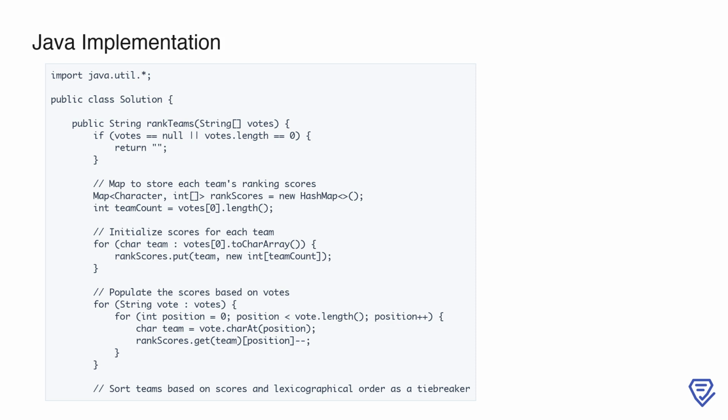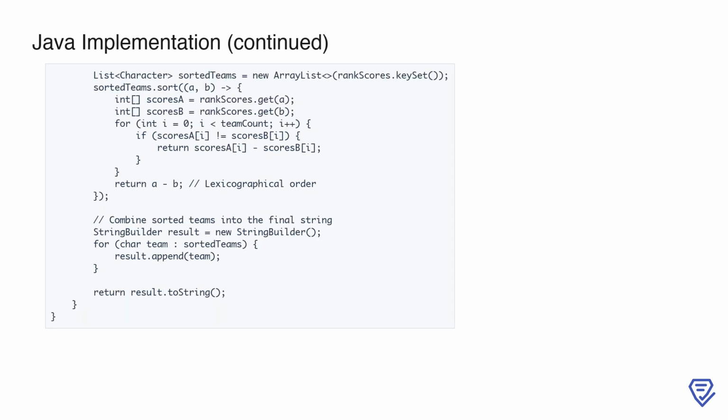Teams ranked higher in the vote will have their scores reduced more significantly since a lower score indicates a better rank. This ensures that teams with more top placements will be prioritized when we sort them later. With the ranking scores populated, we move on to sorting the teams.